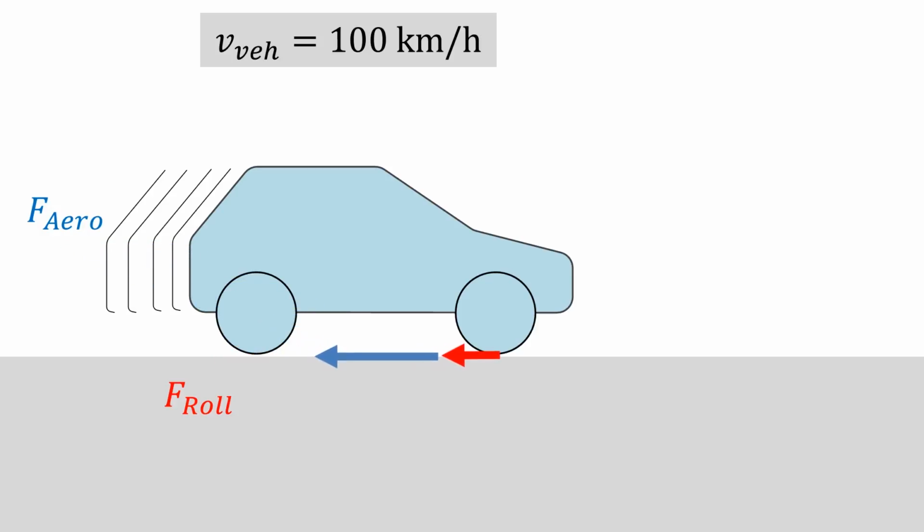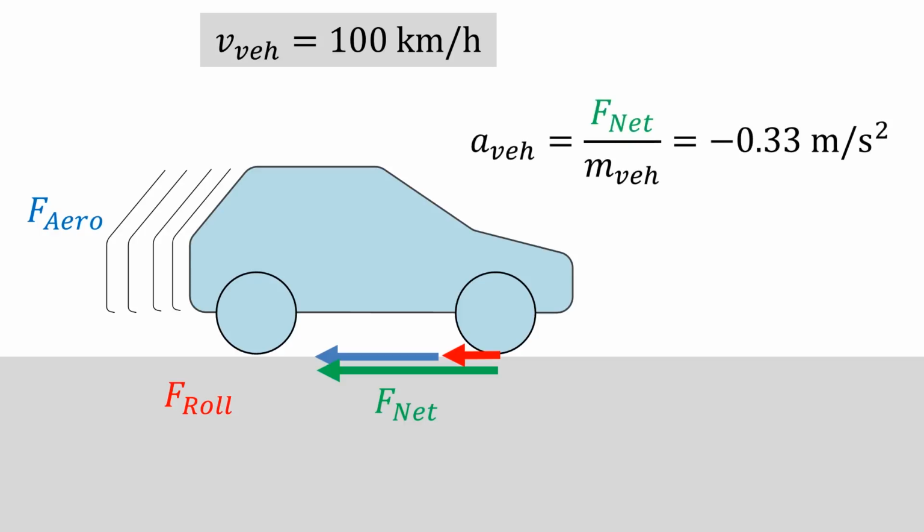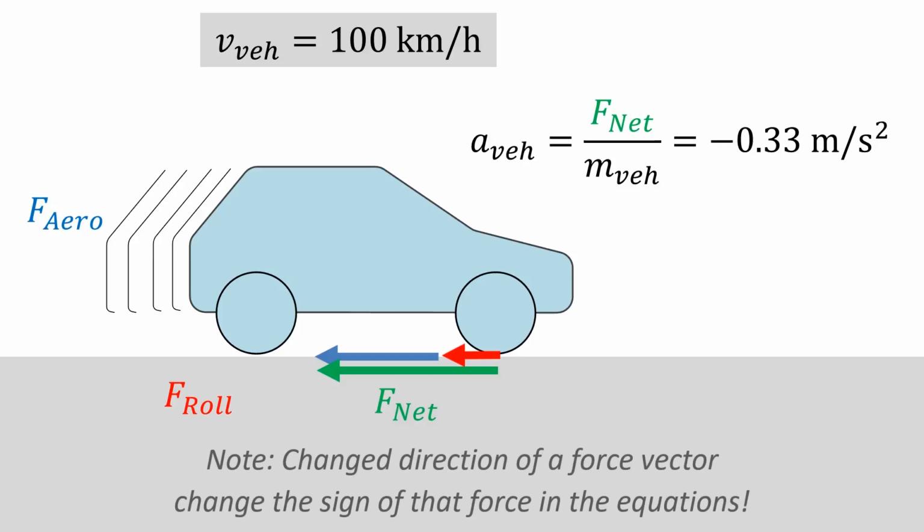We again calculate the sum of the remaining forces acting on the vehicle, and that gives us the net force. Notice that the net force is now in the reverse direction, and therefore we get an acceleration of minus 0.33 meters per second square in this case, which means a deceleration. Note that the changed direction of a force vector corresponds to changing sign on the force in the equations.